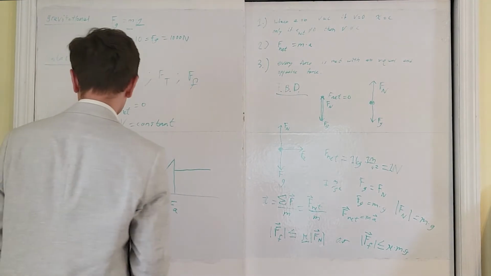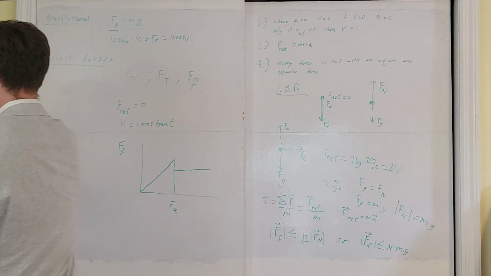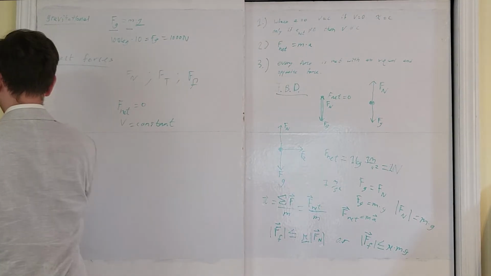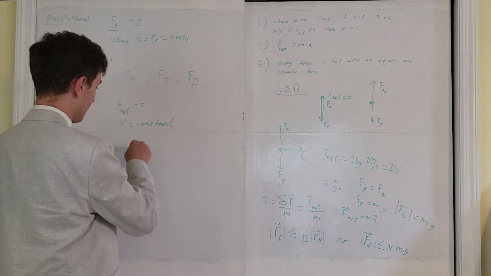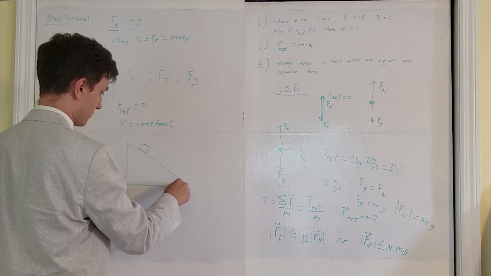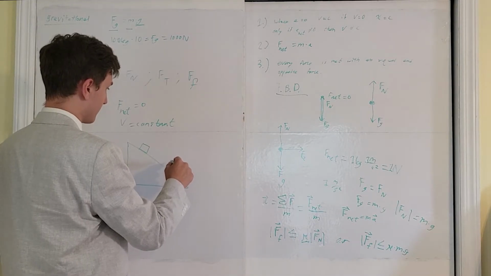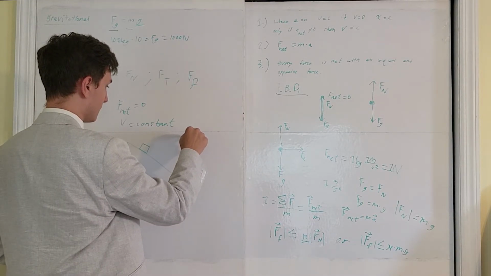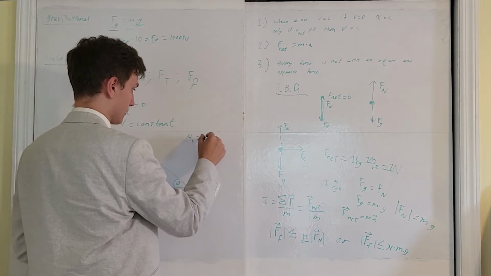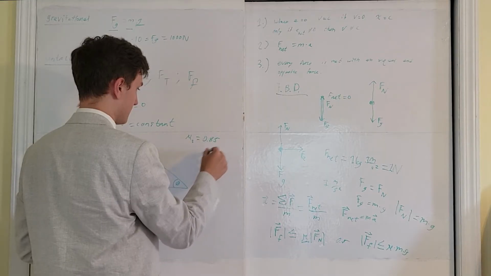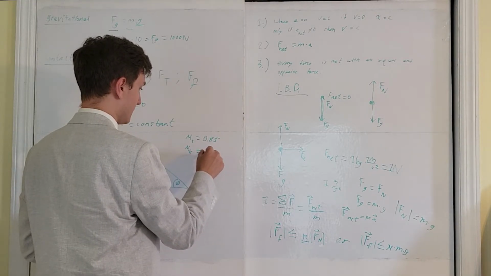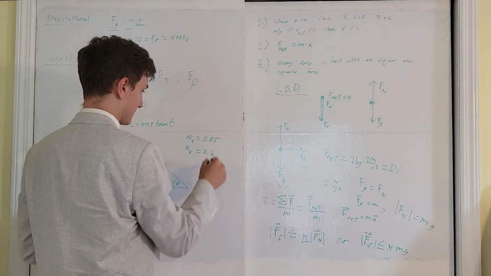So now that we understand the frictional force, we can consider the very popular physics problem of a block sliding down an incline. We got a block right here. We've got an angle theta right here. And we are given the coefficient of static friction, mu sub s, equals 0.85. Coefficient of kinetic friction, mu sub k, equals 0.6.